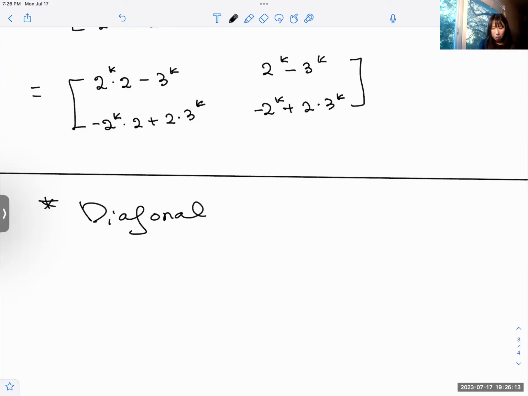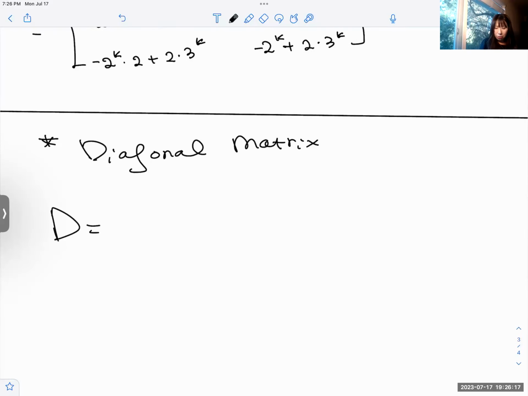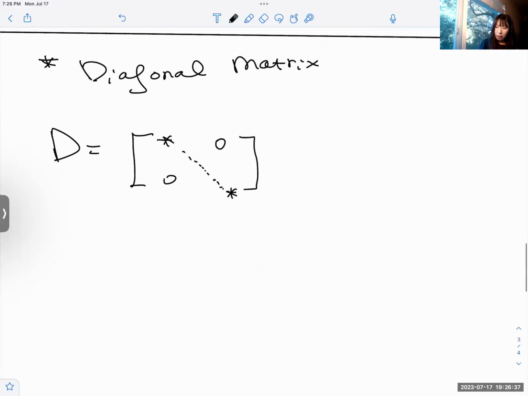Diagonal matrix. So in general, we have any numbers along the diagonal, right? So make a dot, dot, dot, so make more. Okay, the rest is 0, 0. So any number, non-zero.